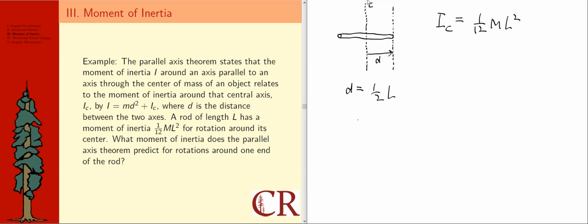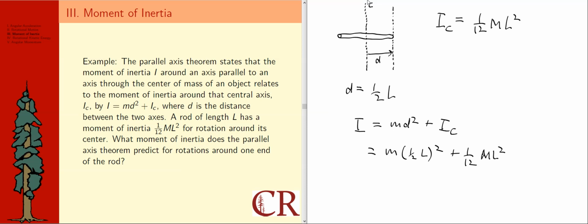So that means if I want to calculate using the formula of the parallel axis theorem, md squared plus I sub c, I'll just write that as a starting point. Then what I would want to do is substitute for d 1/2 L. For I sub c, I use 1/12 ml squared, in other words, the original one.